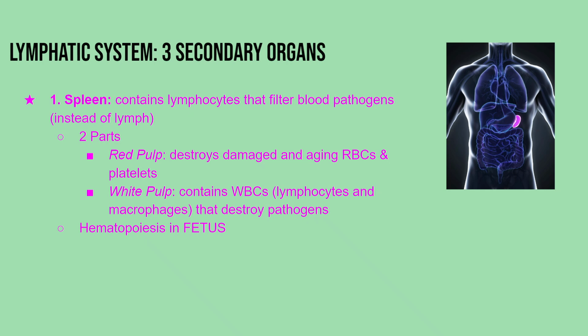The first one is the spleen, and this one contains lymphocytes that filter blood pathogens instead of lymph. So this is filtering actual pathogens out of the blood, not from the lymphatic system. And there are 2 parts, red pulp and white pulp. The red pulp destroys damaged and aging red blood cells and platelets. And then the white pulp contains white blood cells that destroy those pathogens.